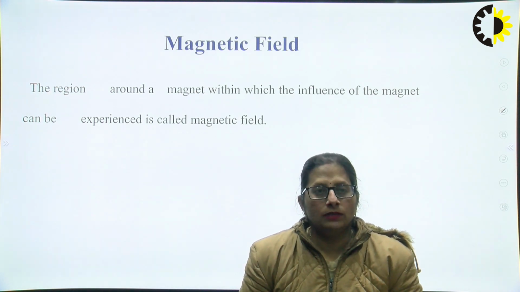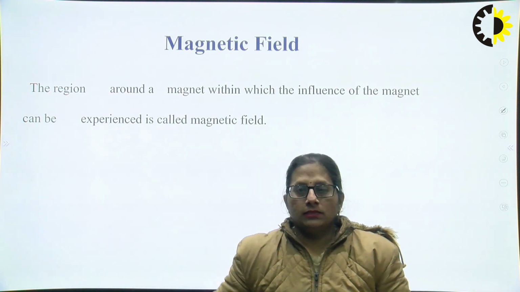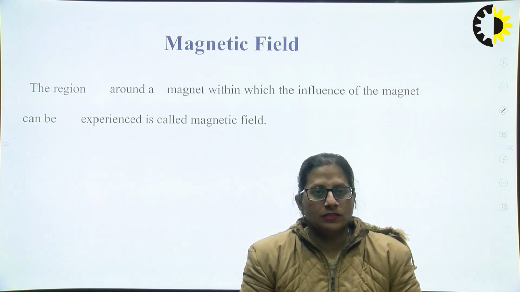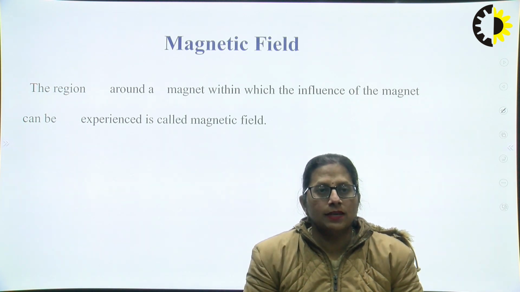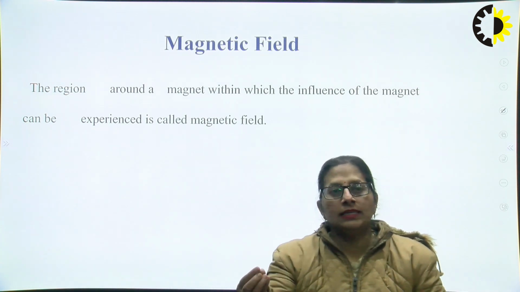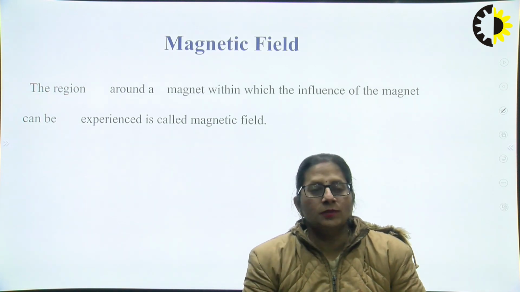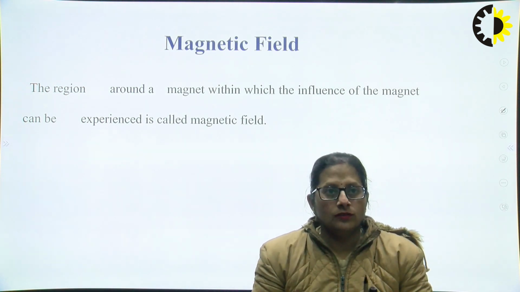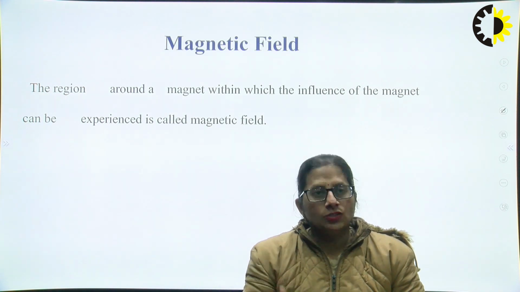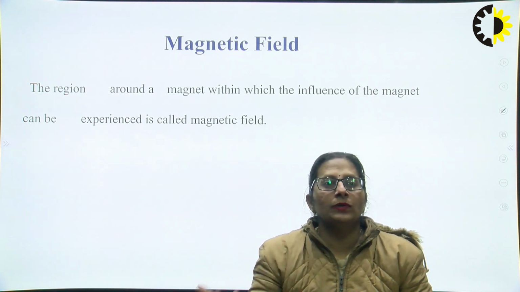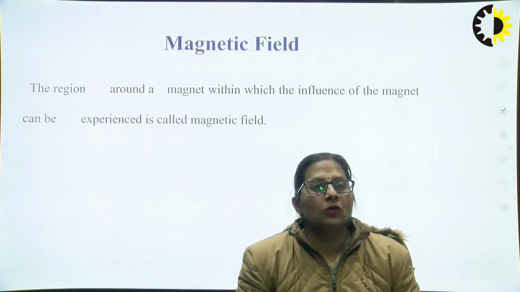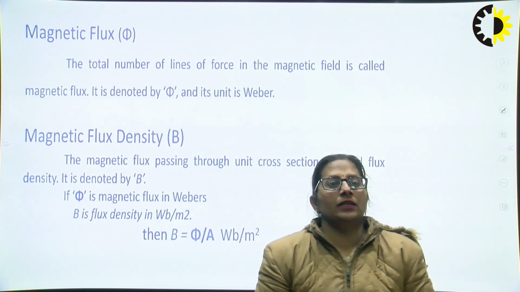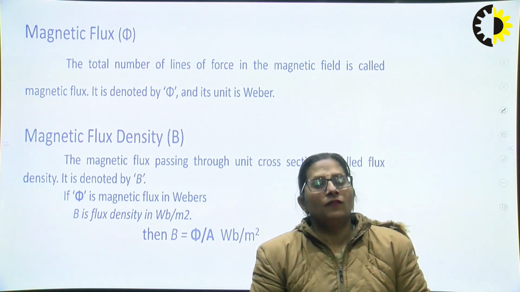What do we mean by this magnetic field? Whenever a magnet is there, we feel the influence of that magnet around up to some certain surroundings, right? That can be felt through certain nails or pins being spilled, so they will be oriented towards the magnet. Either they'll be attracted or they will be repelled. So the region around the magnet up to which its influence can be experienced is called a magnetic field.